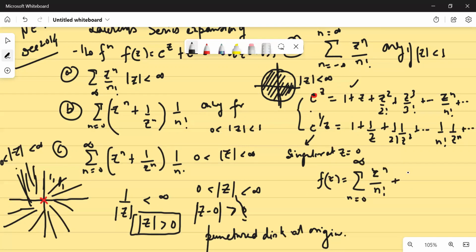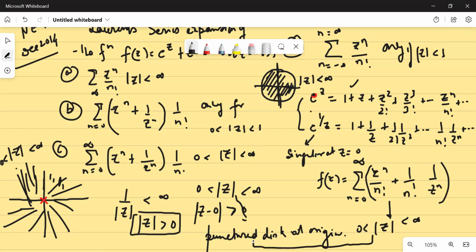Plus 1 upon n factorial times 1 upon z raised to power n. And this is your function's series representation, valid in the region 0 < mod z < infinity. That is, it is valid in a punctured disk at the origin. So at the origin you have a puncture. Puncture means you cannot include the origin. And excepting the origin, you can write this particular function as a power series of this fashion. So the answer would be C.